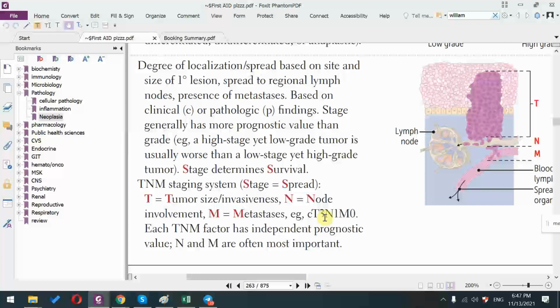Because the stage is high. So they write here, stage determines survival. S for staging: the TNM staging system, the stage determines the spread. The T is for the tumor size and invasiveness, the N for the node involvement, the M for metastasis. Each TNM factor has an independent prognostic value.